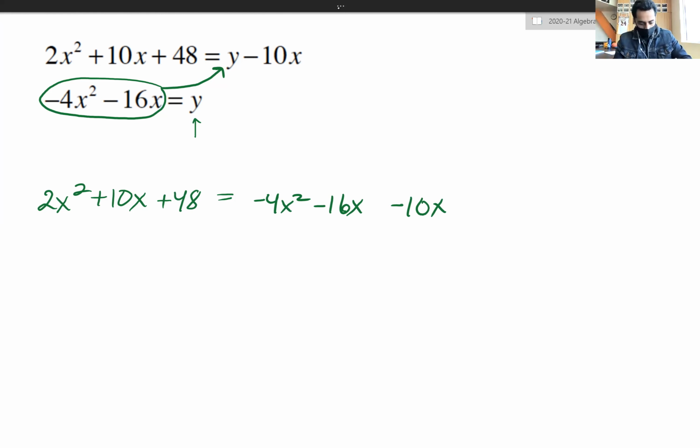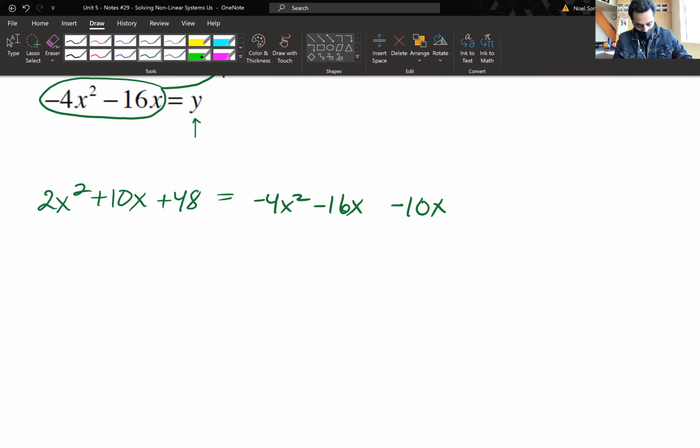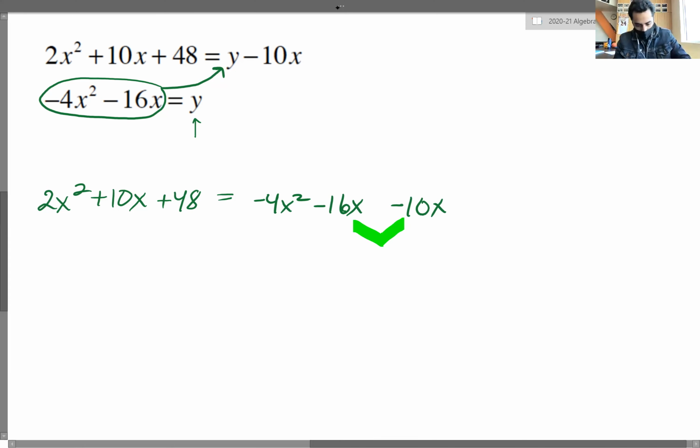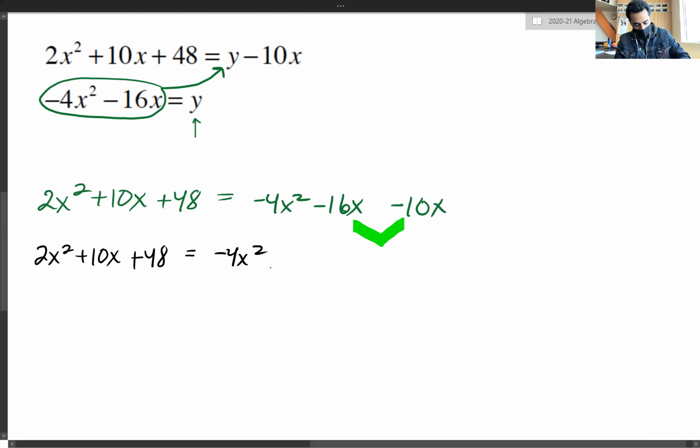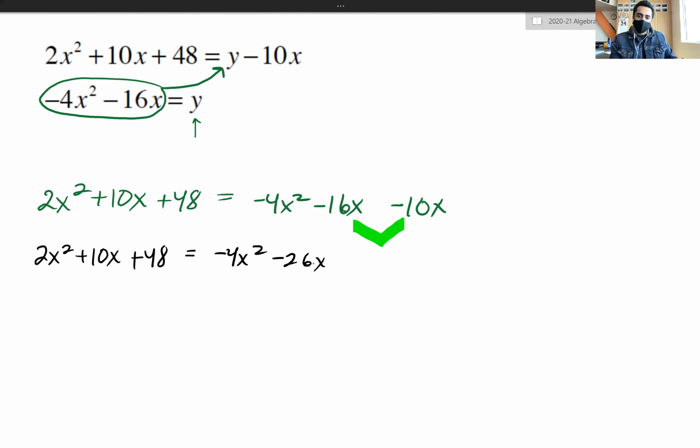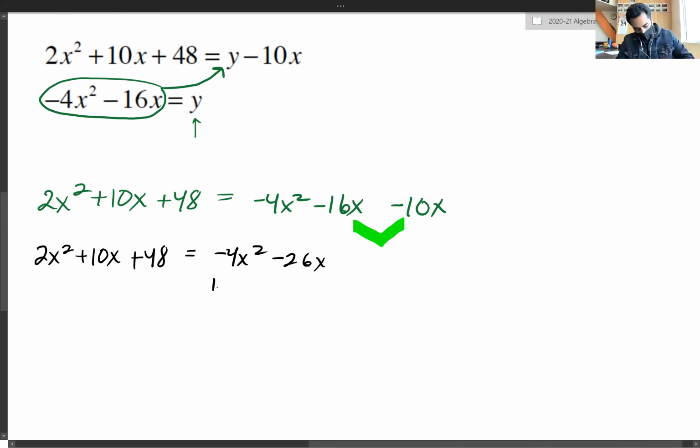So let's see what we can do in terms of collecting and combining. I have these two terms which are like terms. We can combine those. 2x squared plus 10x plus 48 is equal to a negative 4x squared minus 26x. Okay. So now let's go through, move all the terms over to one side, and then hopefully we can factor it. And if we can factor it, then we can solve for x. So let's add 4x squared to both sides. And let's add 26x.